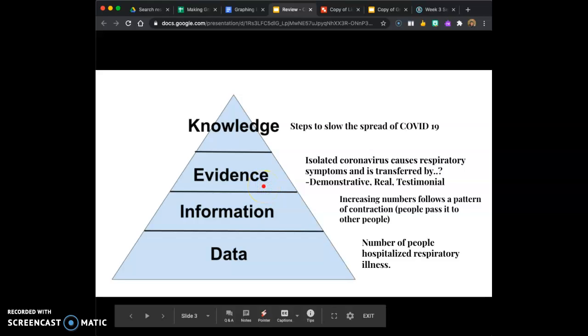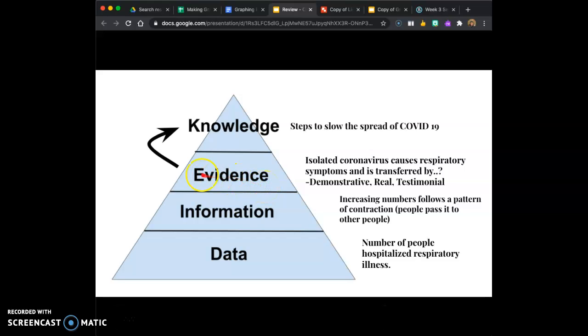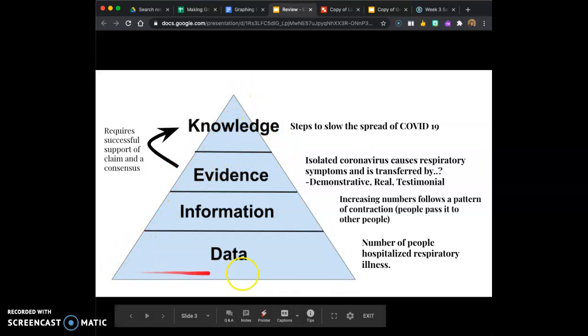So what knowledge is there? Well, from the evidence that we have so far, we know that there's steps to slow the spread of COVID-19. How do we get to that knowledge? Remember, we need a support of the claim. We need consensus. Consensus means everyone agrees on it. So that's using the knowledge pyramid with one specific example.